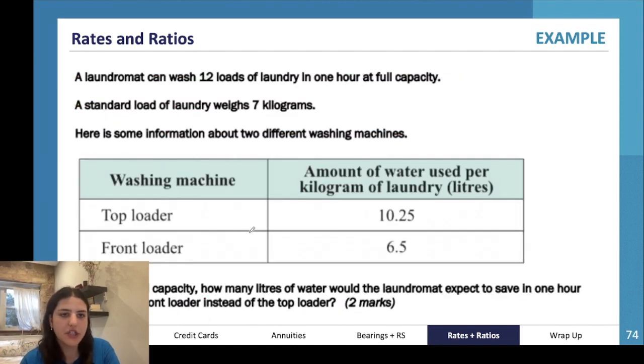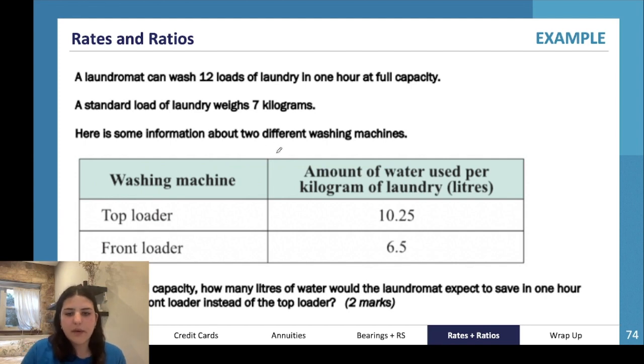Okay, here's another question. A laundromat can wash 12 loads of laundry in 1 hour at full capacity. A standard load of laundry weighs 7 kilograms. Here's some information about 2 different washing machines. The top loader uses 10.25 liters per kilogram of laundry, and the front loader uses 6.5 liters of water per kilogram of laundry. So working at full capacity, how many liters of water would the laundromat expect to save in 1 hour by using the front loader instead of the top loader?